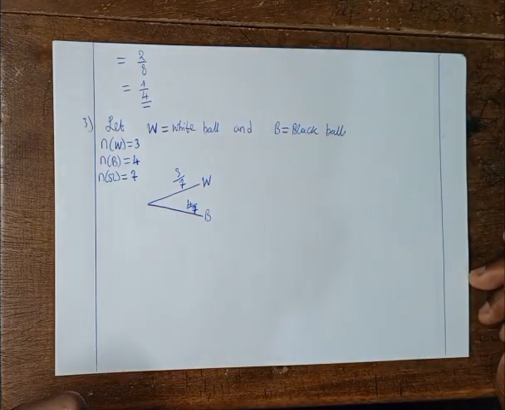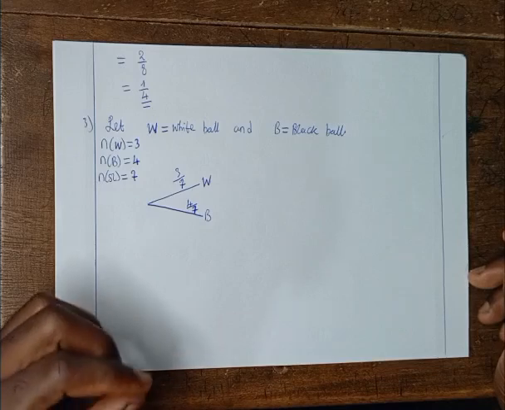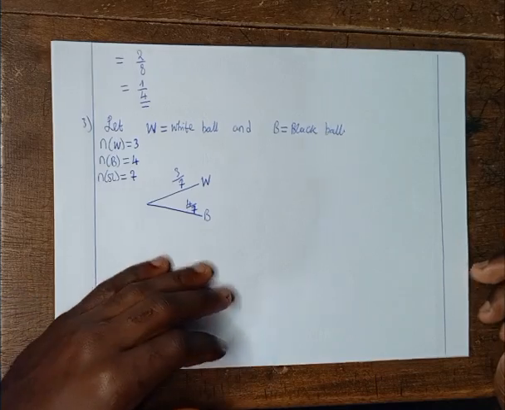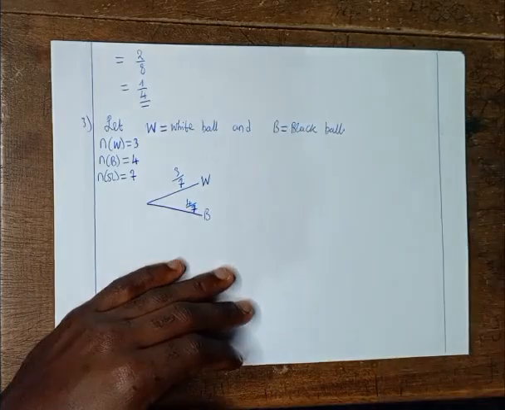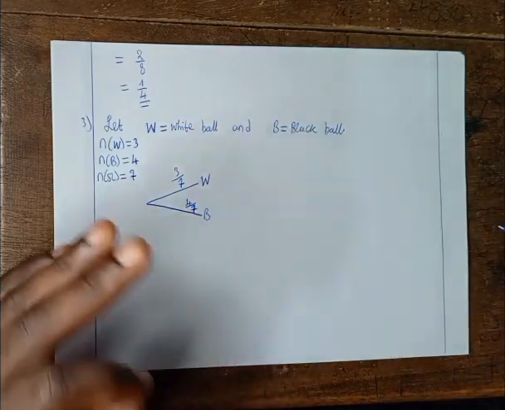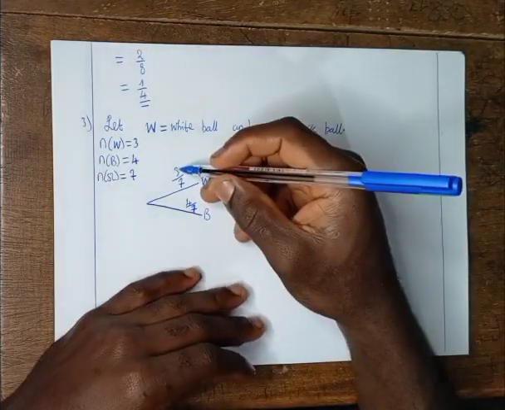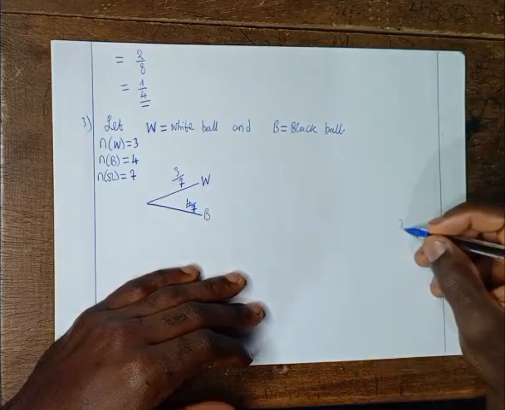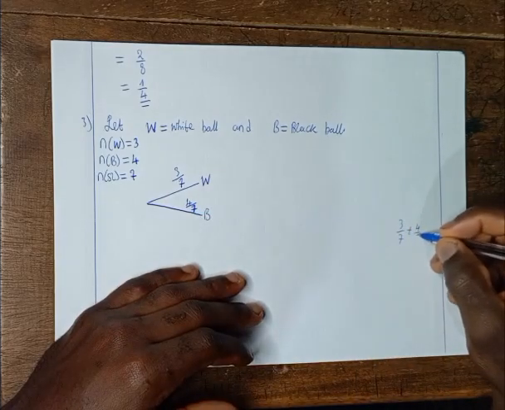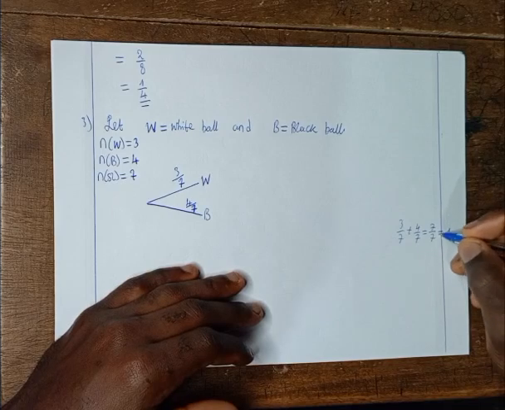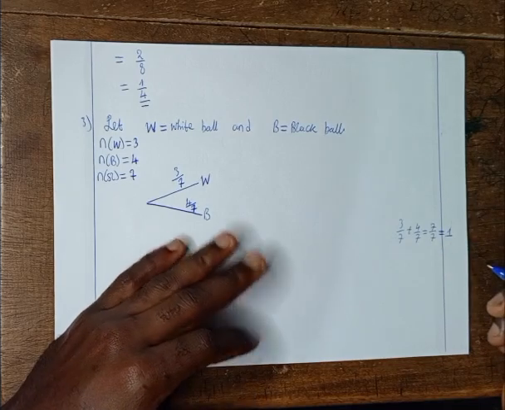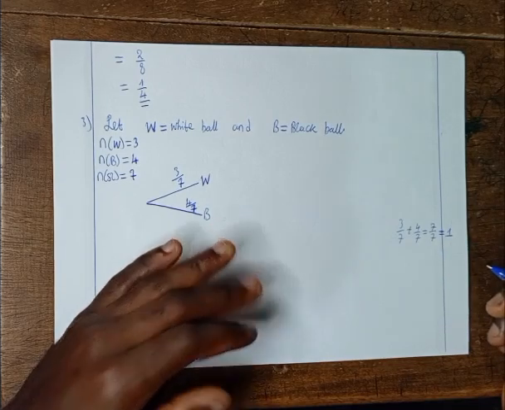Next, for you to know if your tree diagram is correct, when you sum the probabilities on a branch, it will always be equal to 1. If you add 3 over 7 plus 4 over 7, this will give us 7 over 7, which is equal to 1. It's always equal to 1. So you take note of that.